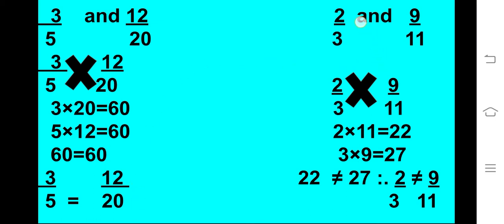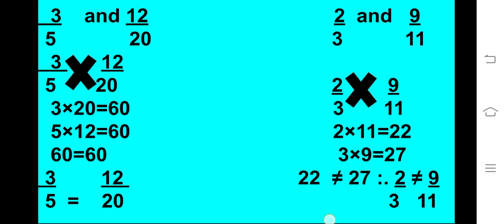Now look at this example, 2 by 3 and 9 by 11. This also, you have to cross multiply. When you cross multiply, 2 into 11 and 3 into 9. So 2 into 11 gives 22, 3 into 9 gives 27, and see these numbers 22 and 27 are different. So they are not equal. So 22 is not equal to 27. Therefore, 2 by 3 is not equivalent to 9 by 11.